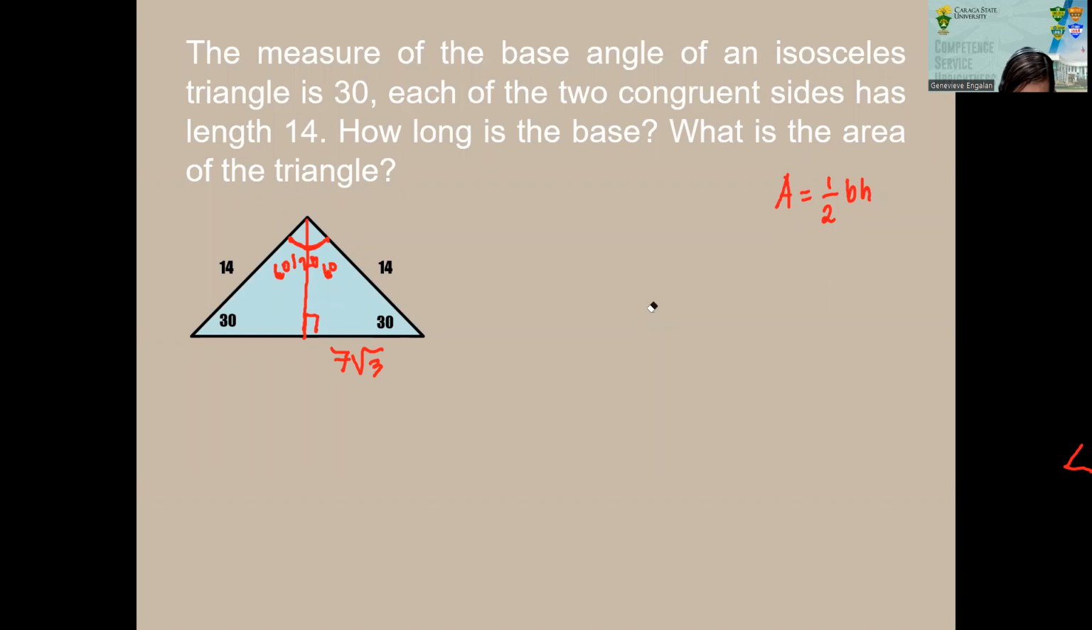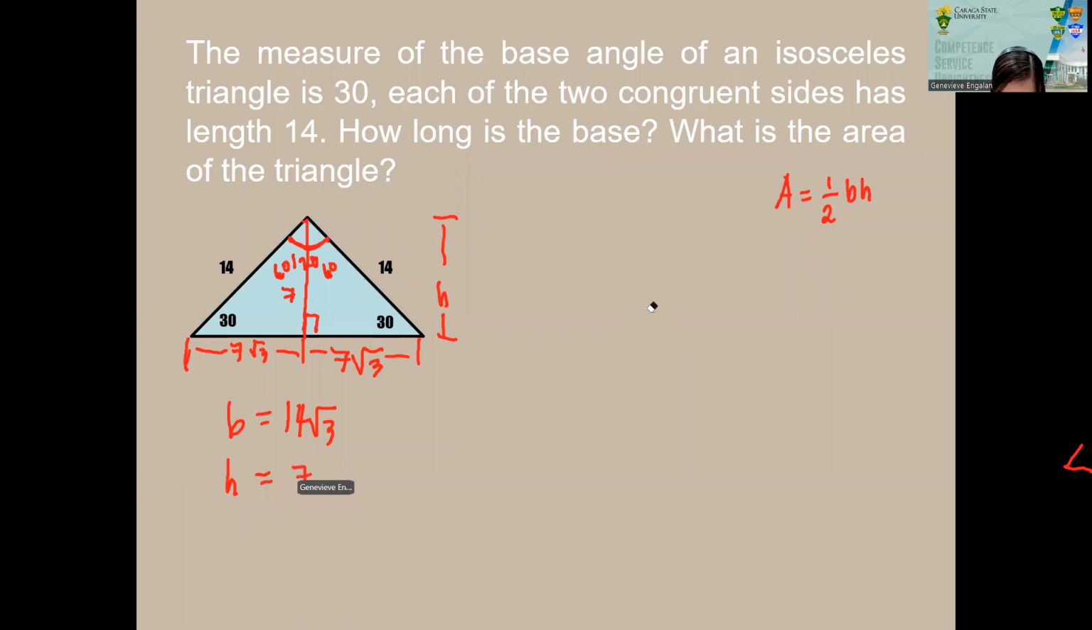7. So this one here is 7 square root of 3. So the base will be twice 7 square root of 3, so 14 square root of 3. This is the height, which is equal to 7.